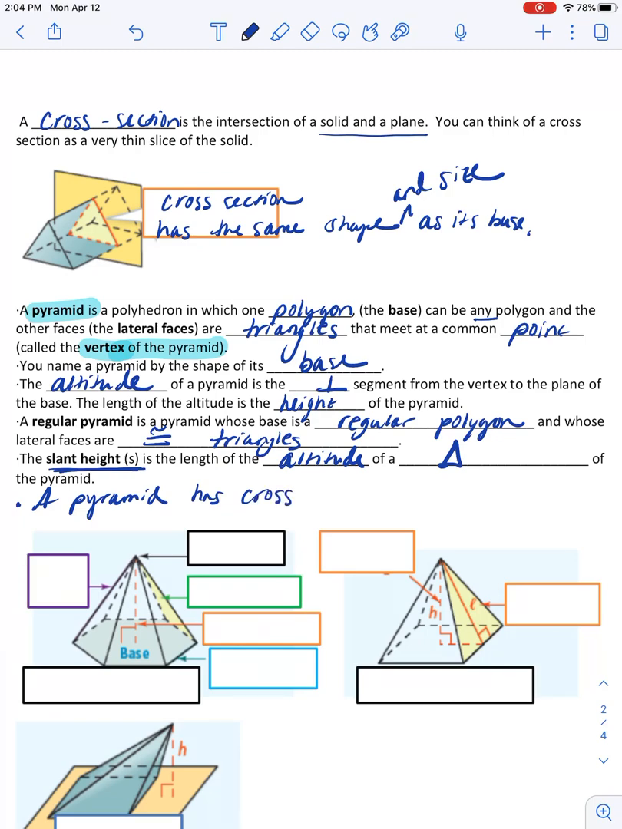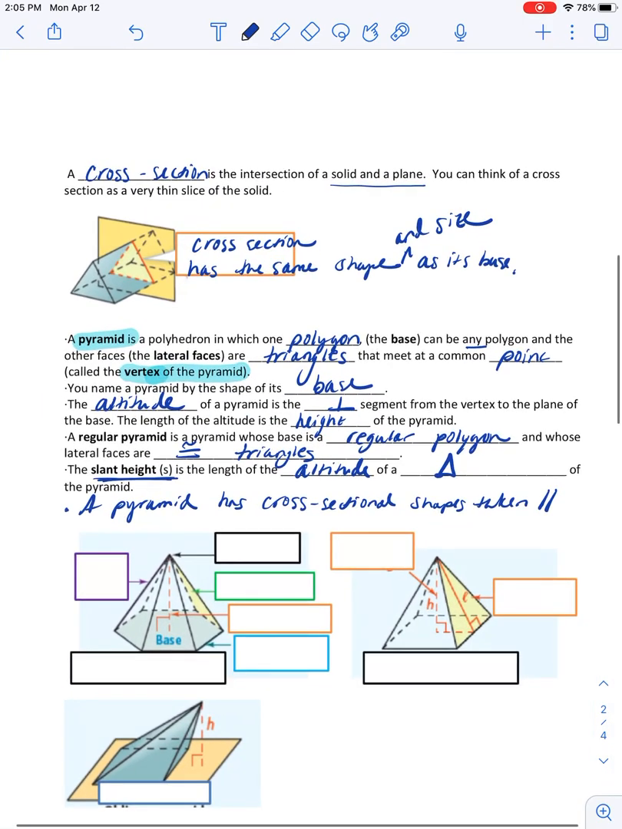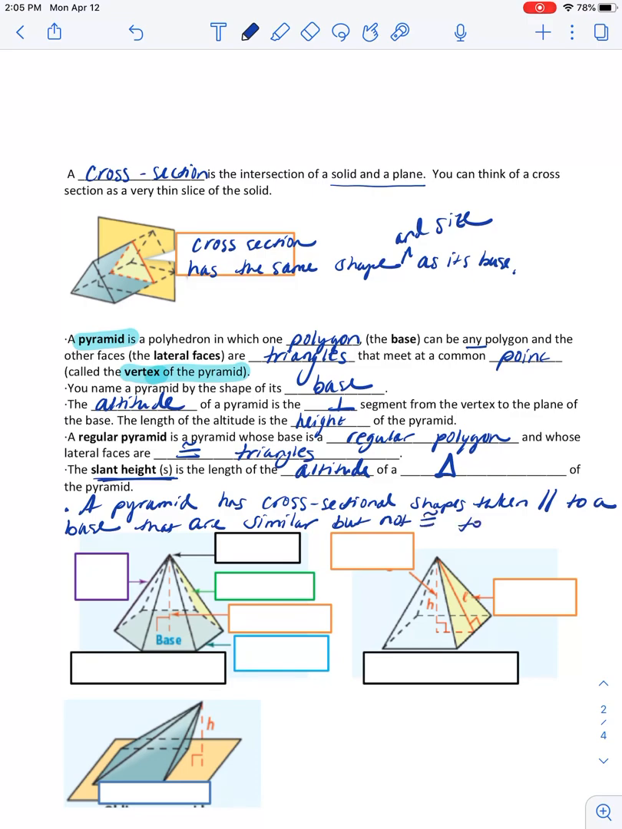However, now backing down here, I'm going to add one last thing: a pyramid has cross-sectional shapes, taken parallel to a base, that are similar but not congruent to one another. They're similar to one another but not congruent. So they're the same shape, but they're not the same size.